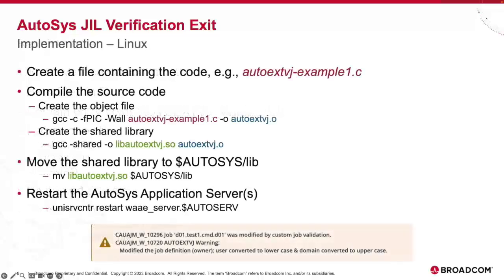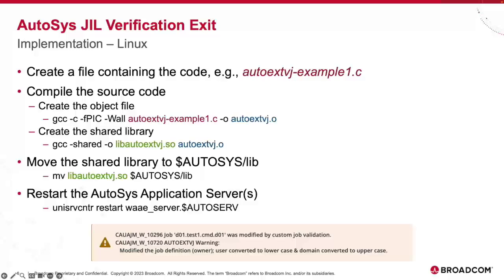Here is an example that illustrates how the JIL validation exit can be deployed on a Linux-based system. Once the code has been written, the GCC binary can be used to compile it. The first step in compilation creates an object file, shown in blue text here. The second step then creates the shared library, shown in green.